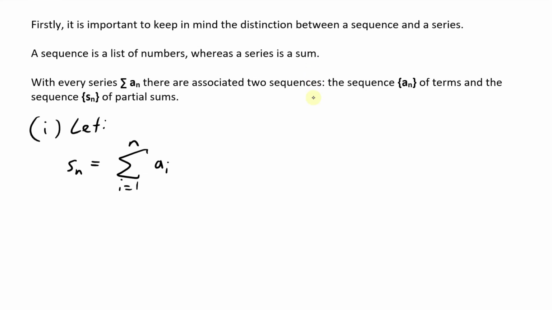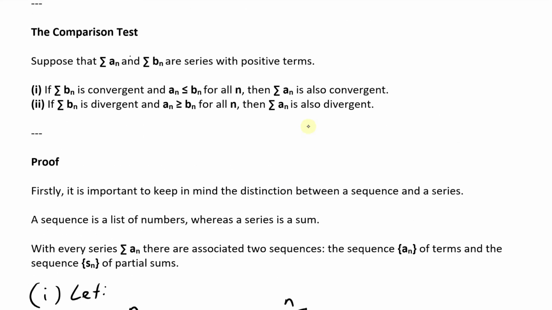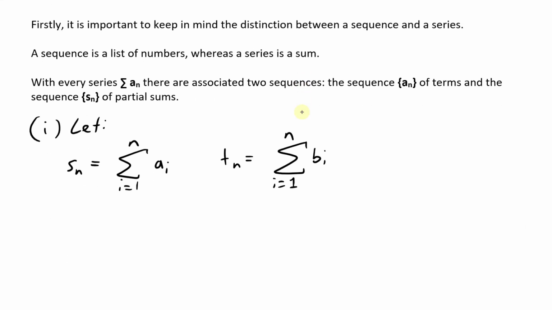So now define that, and then what I'm going to do now is define t sub n equals the same thing, but for the other series or sequence. So b_i, i equals 1 up to n. And then lastly, because we know that the b_n series is convergent, so we know that this series is convergent.